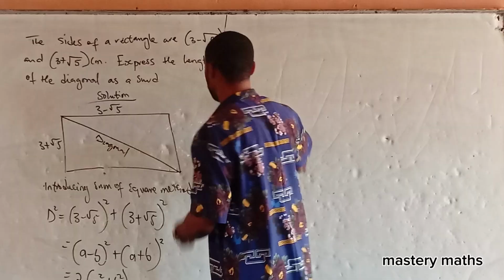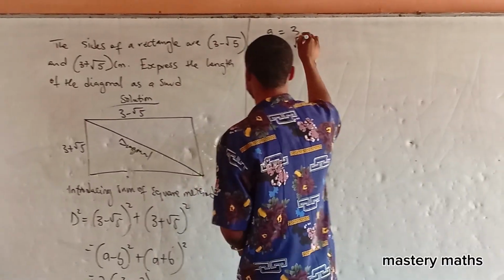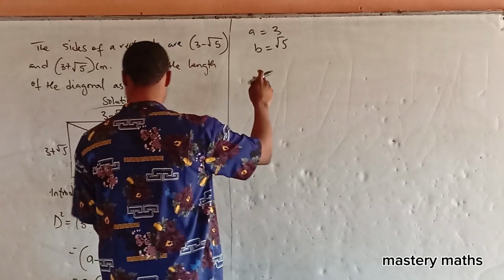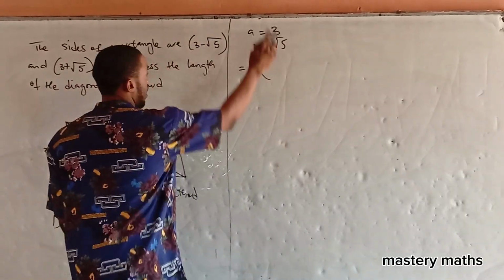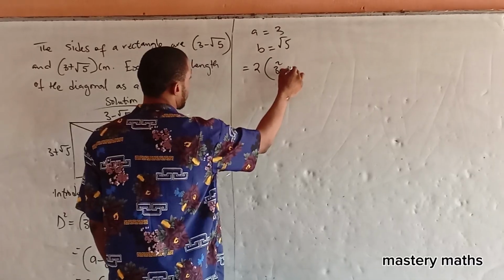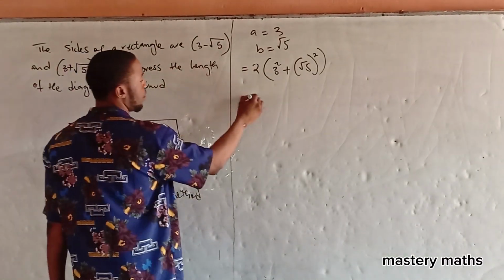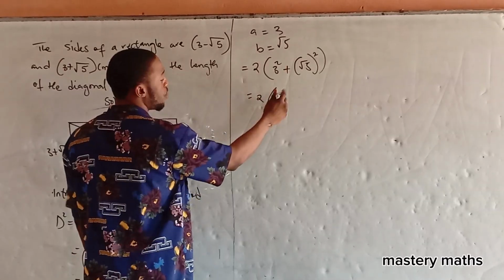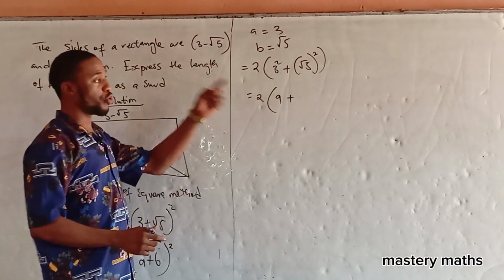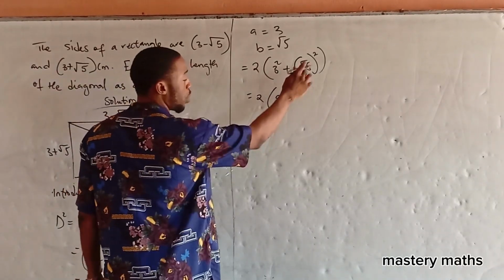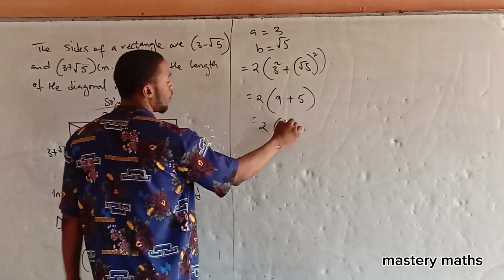Then remember, we have our a, which is 3, and we have our b, which is root 5. Now this is equal to 2 brackets. What is our a? Our a is 3 squared plus, what is our b? Our b is root 5 squared. Now you have 2 brackets, 3 squared is 9 plus root 5 times root 5, which is root 25, and the square root of 25 is 5. Then 2 brackets, 9 plus 5 will give us 14.